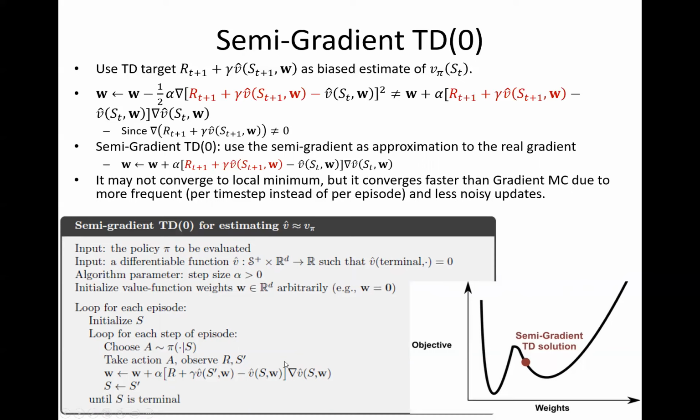So semi-gradient, because it's not a true gradient, it may not converge to the local minimum, but it converges faster than gradient Monte Carlo due to more frequent updates per time step instead of per episode, and less noisy updates, less variance. So the semi-gradient TD solution may be stuck in here. So it may not reach even the local minimum.